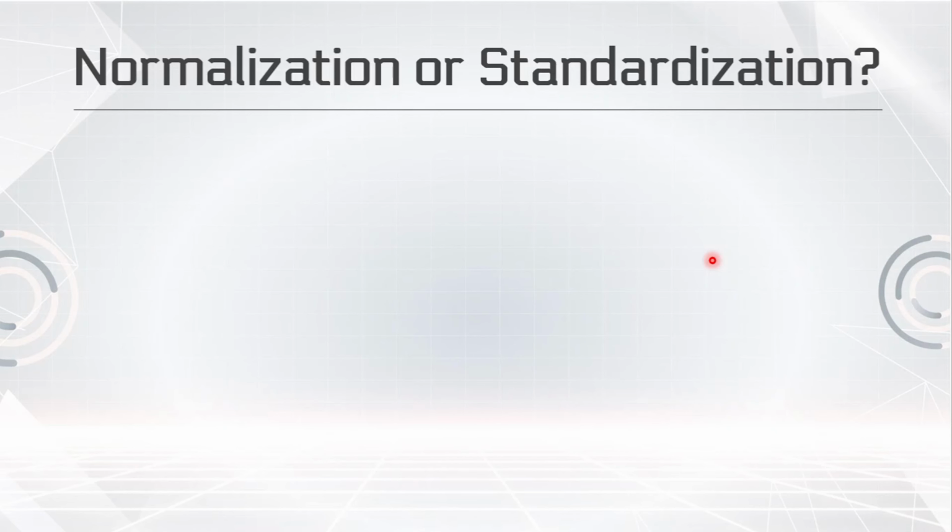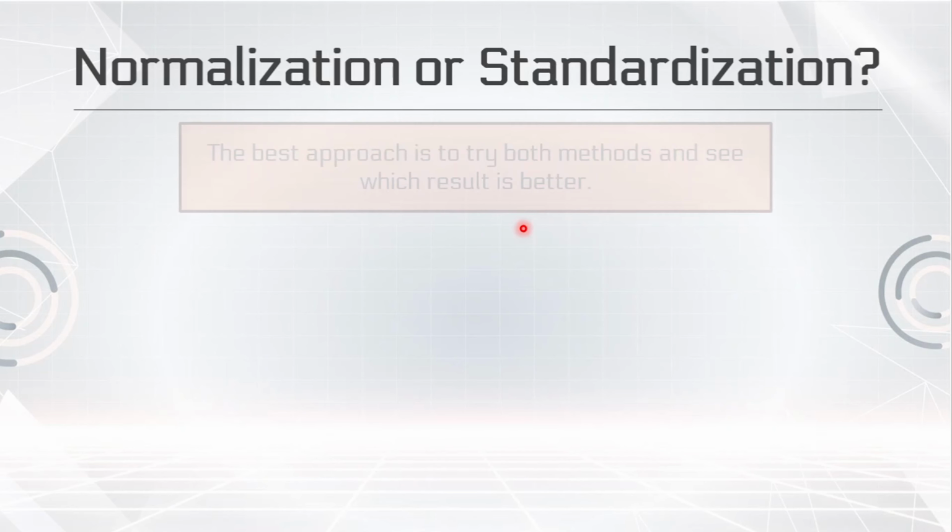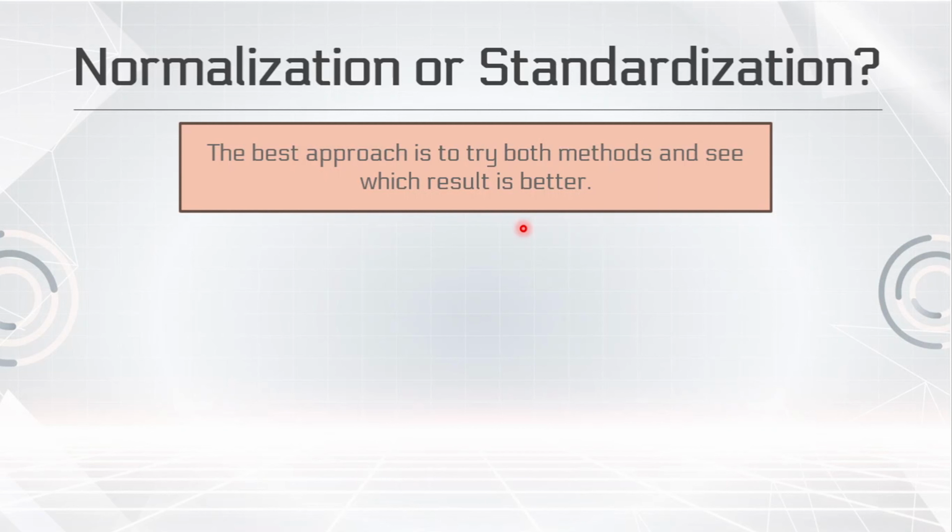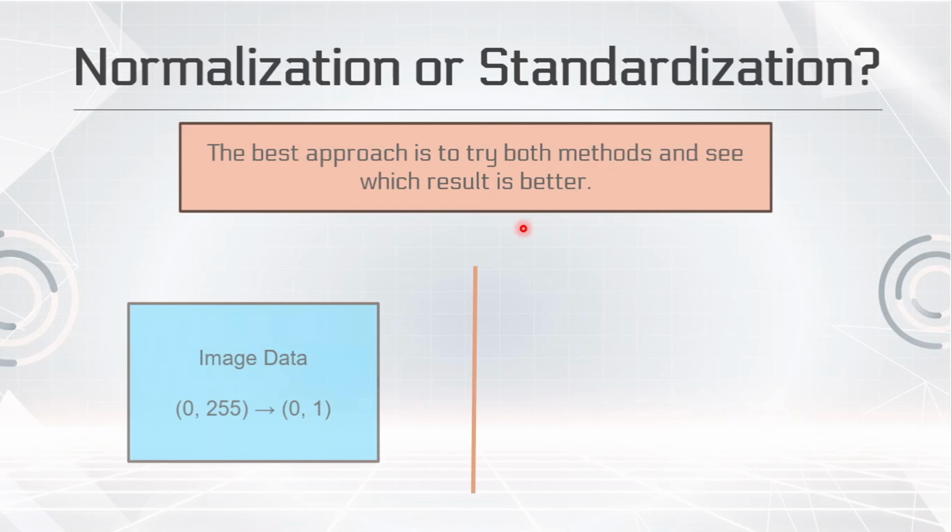Now the important question: when to apply normalization and when to apply standardization. The best approach is to try both methods and see which one is better. But to have a guidelines before starting, I can say the following. For example, you have an image data which has pixel values in the range 0 and 255. Then you can apply normalization here to have the range between 0 and 1. This will help to simplify the calculations and converge faster.